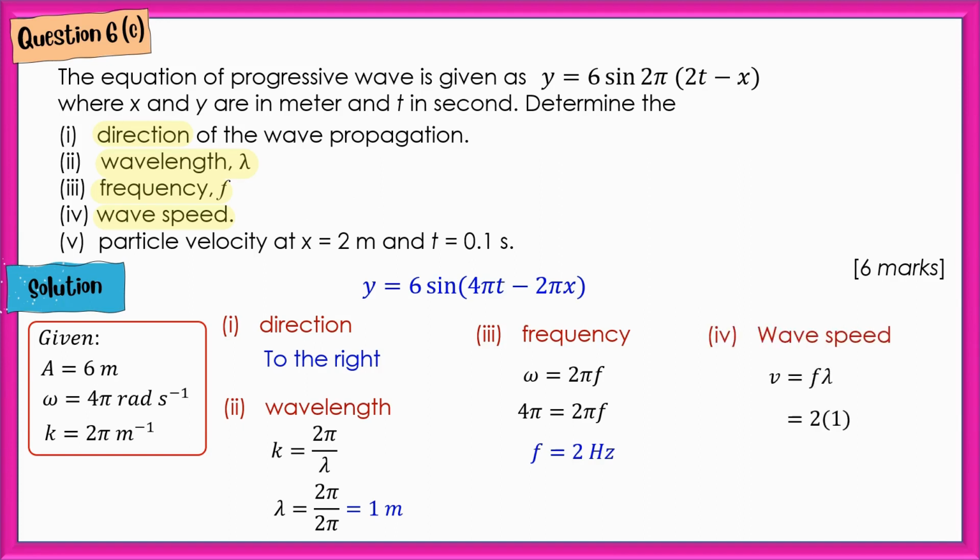And for the wave speed, we know that the wave speed is equal to f lambda. V is equal to f lambda. Our f is 2 and our lambda is 1 meter. You will get that the wave speed is equal to 2 meter per second.